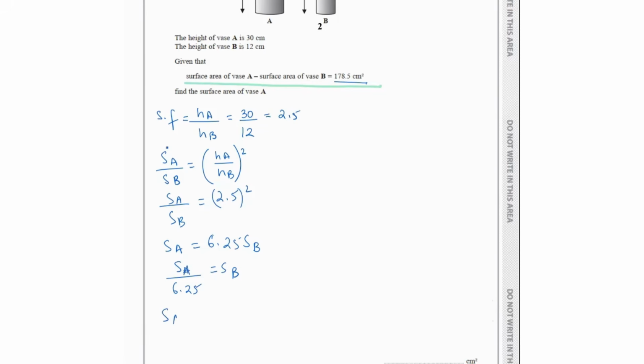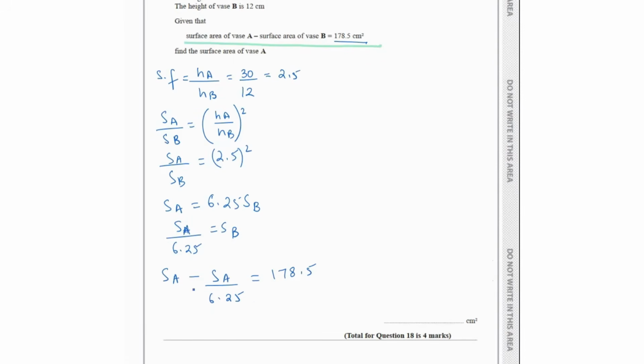So surface area of A minus surface area of A divided by 6.25 is equal to 178.5. This is the equation that we will solve to find surface area of A. So this becomes 6.25 SA minus SA divided by 6.25 equals 178.5. So that's 5.25 SA over 6.25 equals 178.5. Cross multiply.